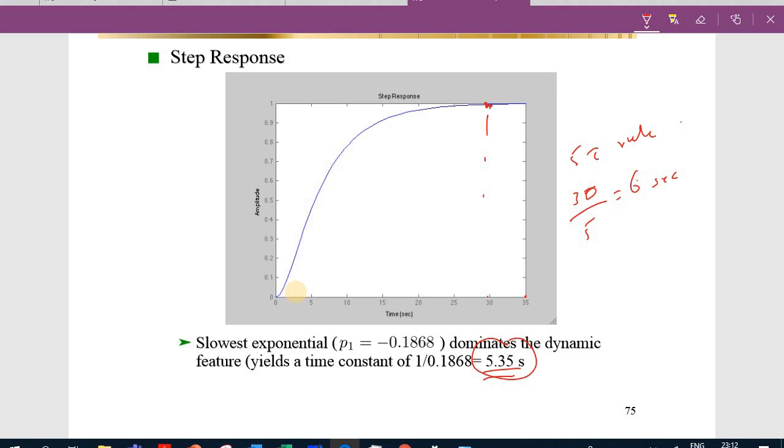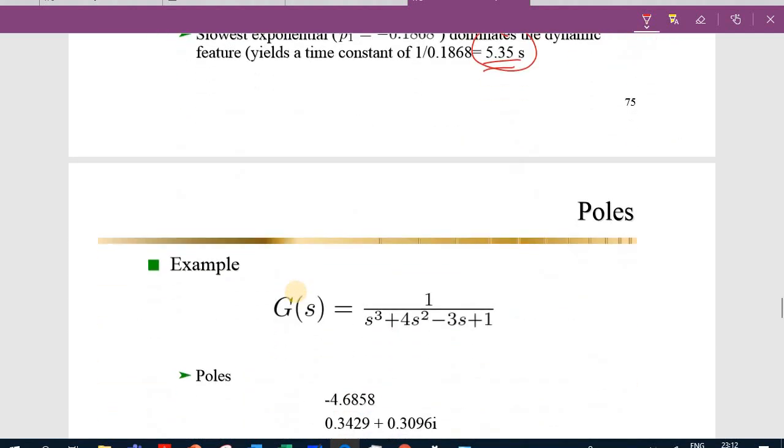Or you can simply say that I'll take 63.2% of that. So 63.2% is somewhere here, and that will again be something like 6.5 or 7. Again, we can see that. We're going to come to the details of how to find tau. I'm just giving you a hint.